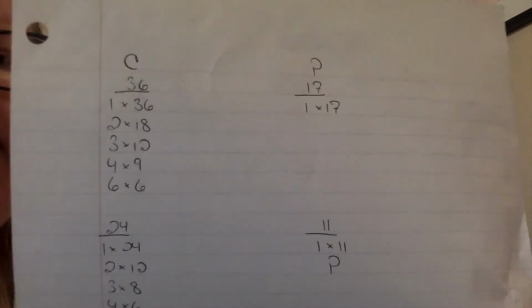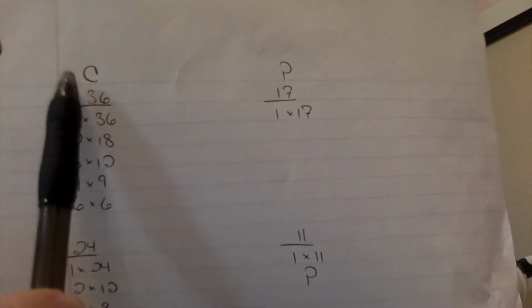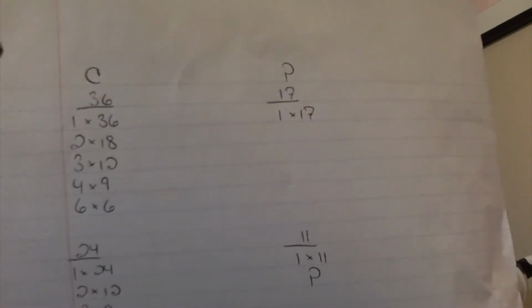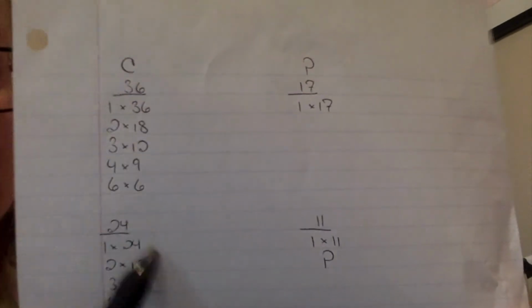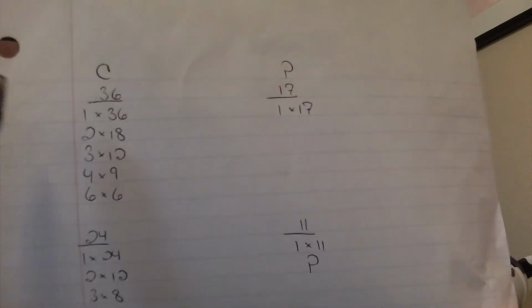So I have gone ahead and put a C if it was composite and P for prime, okay? As an example, I started with 36. Now, what I mean by starting at 1 and ending at 10 is asking yourself every single digit: 1 times blank is 36, 2 times blank is 36, 3 times blank is 36, 4 times blank, 5 times blank, 6 times blank, and so on. Not all of them will apply, but that way you make sure that you didn't miss anything.